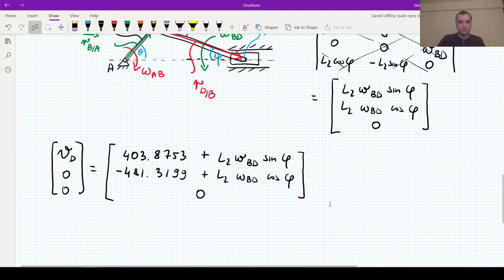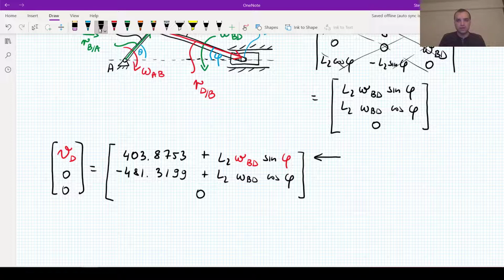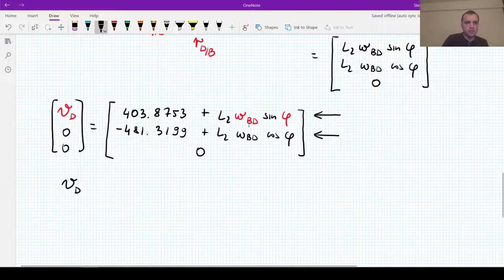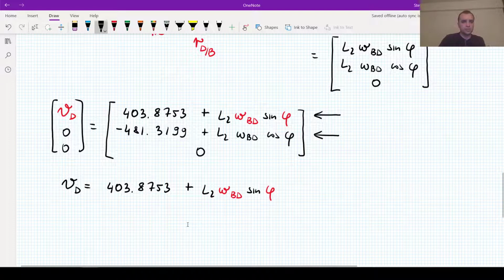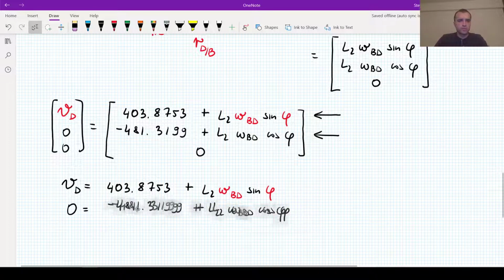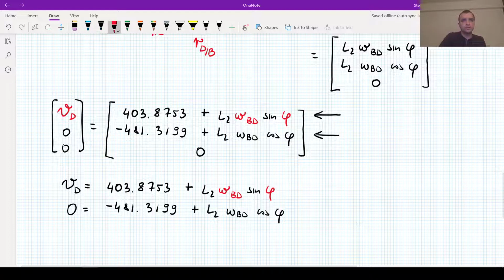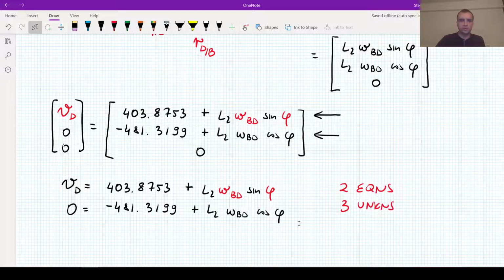So, how many unknowns do we have in these equations? This is not known, this is not known, and our angle is also not known. So I hope that you can see, guys, that we have two equations in here. We have an equation in the x components, and one equation in the y components. We can even write them down, because Vd will be equal to this, and 0 will be equal to this. So we can clearly see that we have two equations and three unknowns, because this is also an unknown.